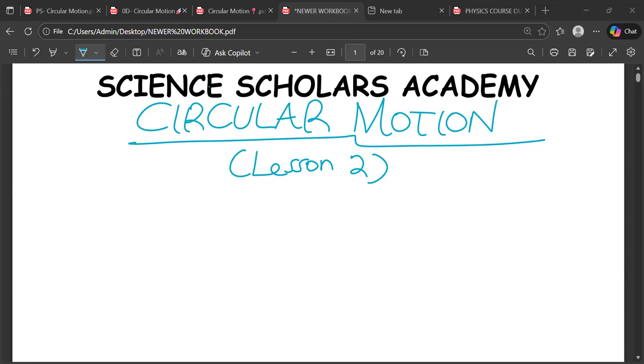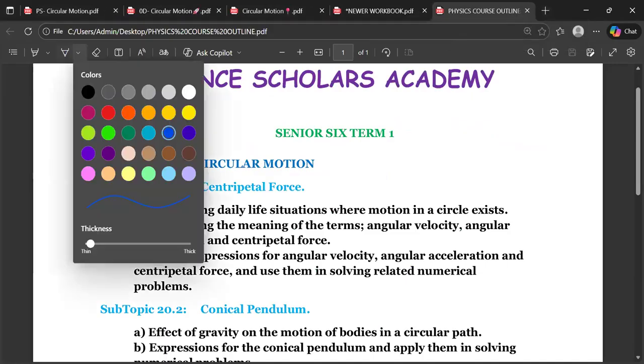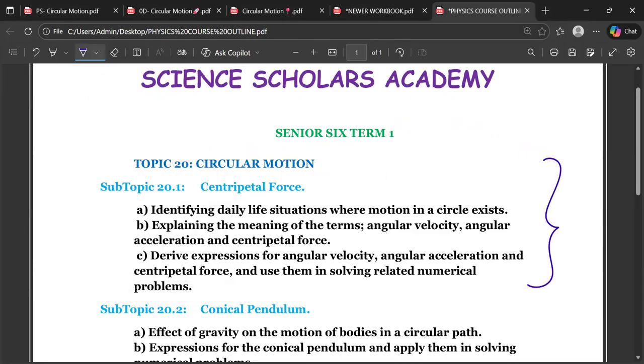Hope you understand. If I go back briefly to the book, you can see that the very first subtopic is the centripetal force. We had to cover that. We talked of angular velocity, angular displacement, linear speed, a lot of things in the first lesson.